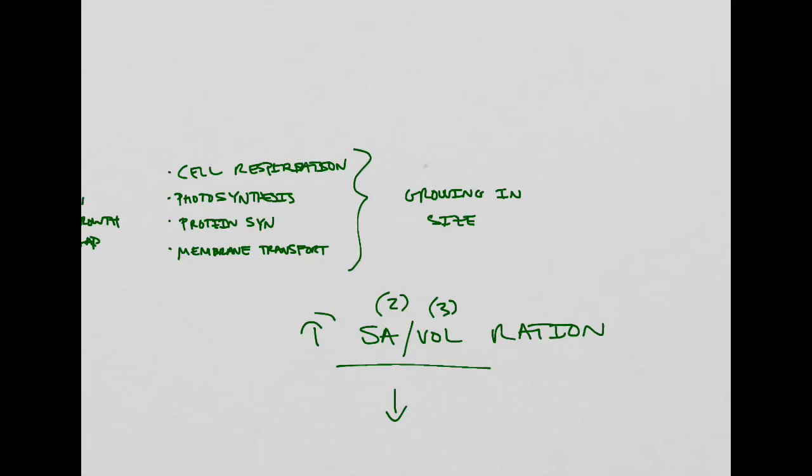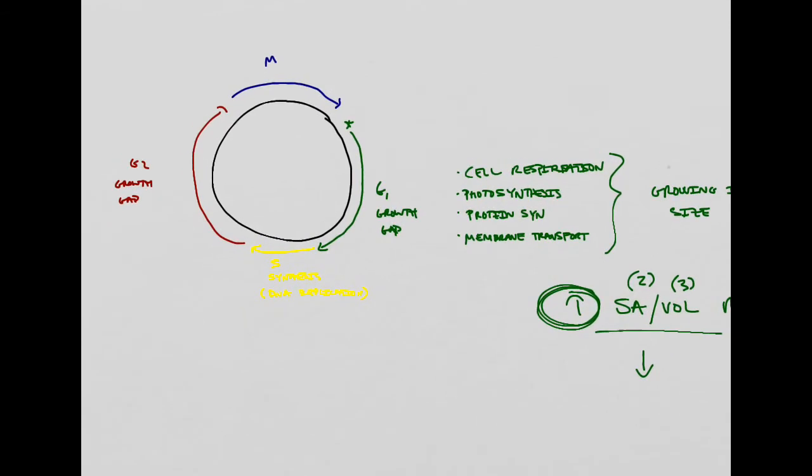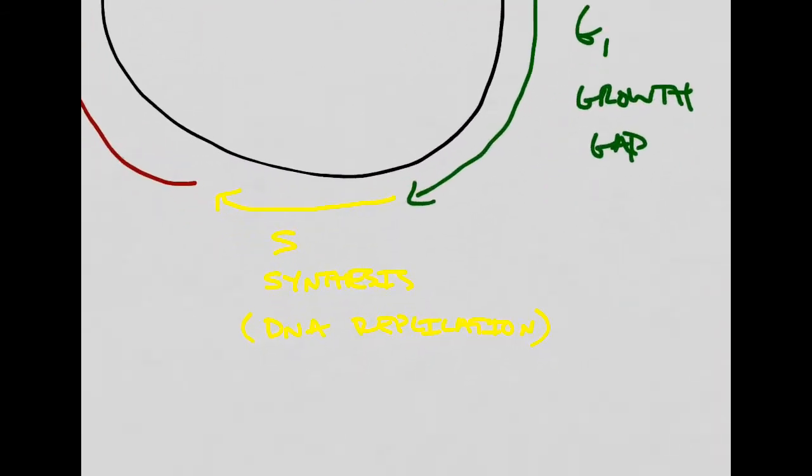So we want to keep this really high surface area to volume ratio, but as the cell grows in size, the surface area to volume ratio starts to drop, and that is bad for the cell. Okay, so keep that in mind. Okay, moving on to the S phase.